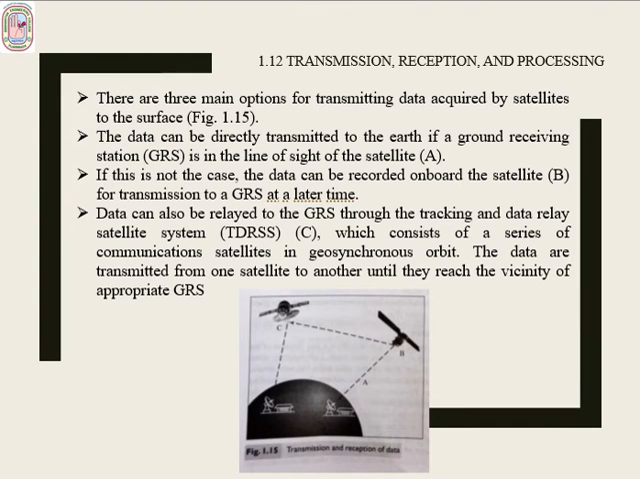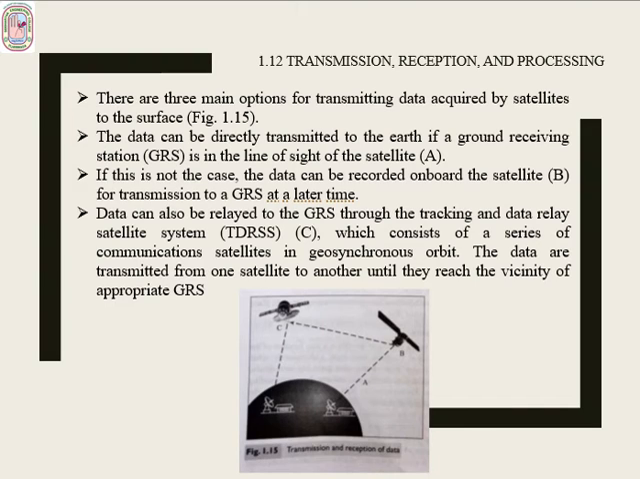So, in transmission, reception and processing, there are three main options for transmitting data acquired by the satellite to the surface. The data can be directly transferred to the Earth if a ground station, or GRS, ground receiving station, is in the line of sight of the satellite. If this is not the case, the data can be recorded on board the satellite for transmission to the GRS at a later time. That means, if the satellite is not in line of sight with the Earth station, then we need to save the data and wait till the satellite comes in line of sight with the Earth station.